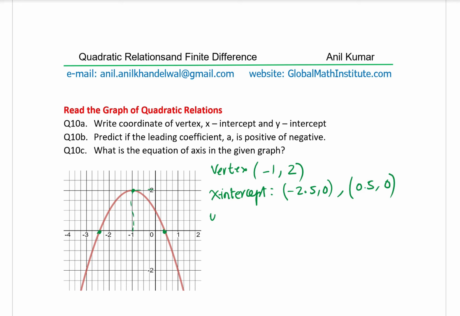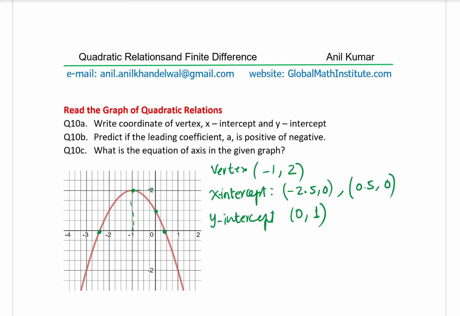Then y-intercept. Y-intercept is a point where the graph crosses the y-axis. In this case, it is at 1. The x value is always 0 for a y-intercept.